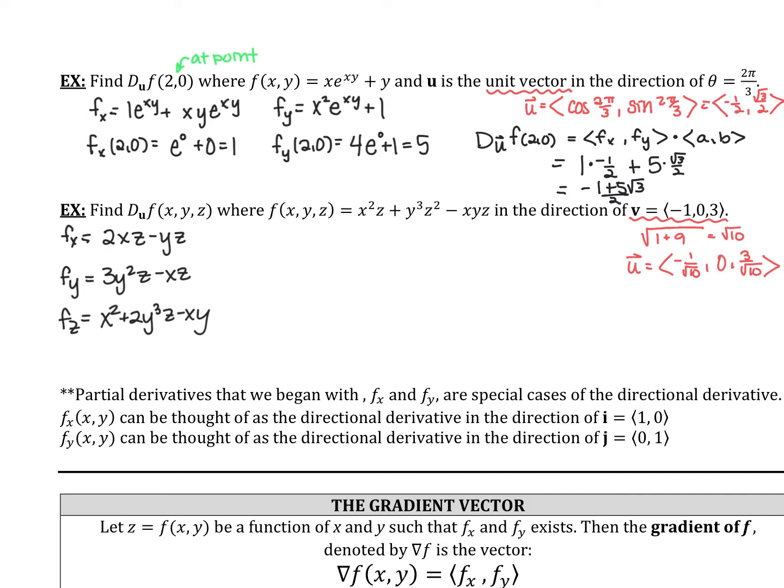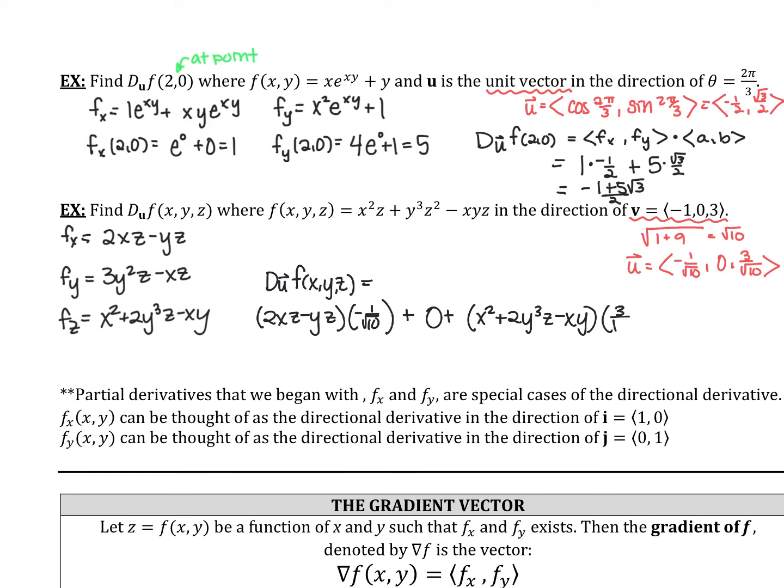Now what we can do is take the dot product of the unit vector and this partial derivative vector, which isn't written in vector form at the moment, but if we take the directional derivative of this f of x, y, z in the direction of u, that unit vector, we would get 2xz minus yz times negative 1 over root 10 plus 0, because 0 times that partial with respect to y is just 0, plus x squared plus 2y cubed z minus xy times 3 over root 10.